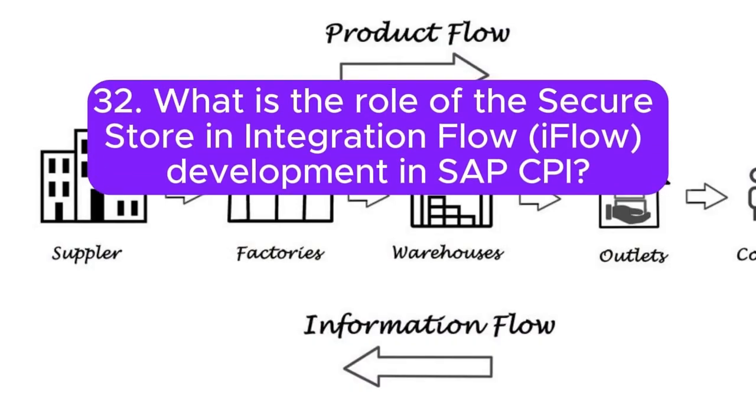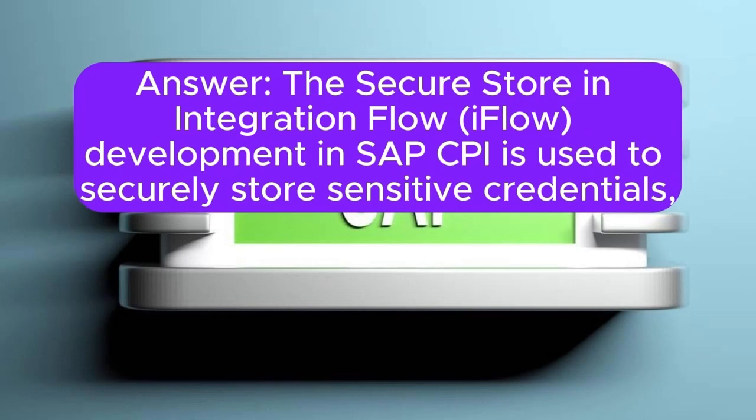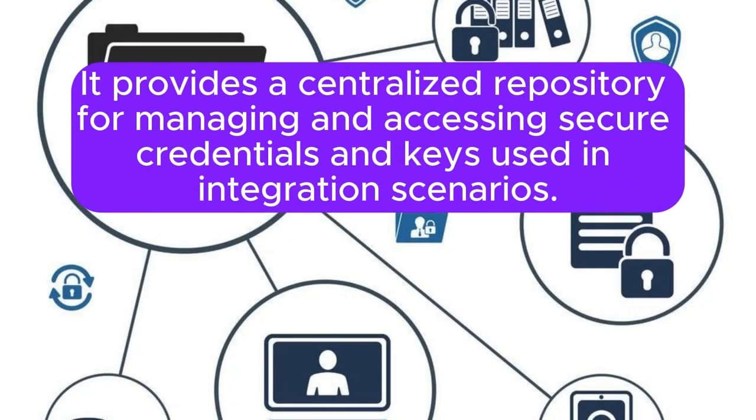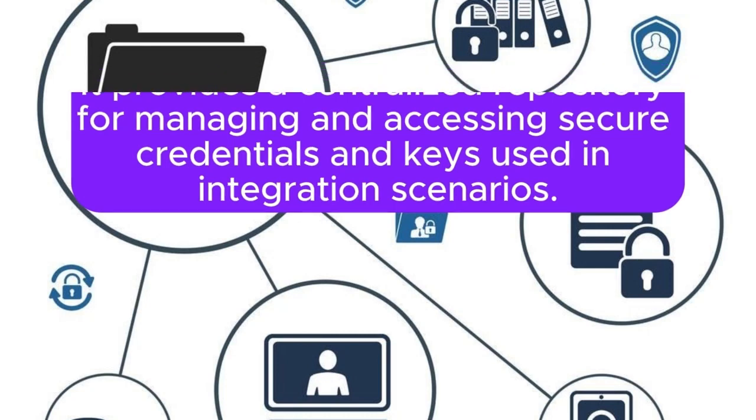32. What is the role of the Secure Store in Integration Flow (iFlow) development in SAP CPI? Answer. The Secure Store in iFlow development in SAP CPI is used to securely store sensitive credentials, encryption keys, and other confidential information required for authentication, authorization, and data encryption. It provides a centralized repository for managing and accessing secure credentials and keys used in integration scenarios.